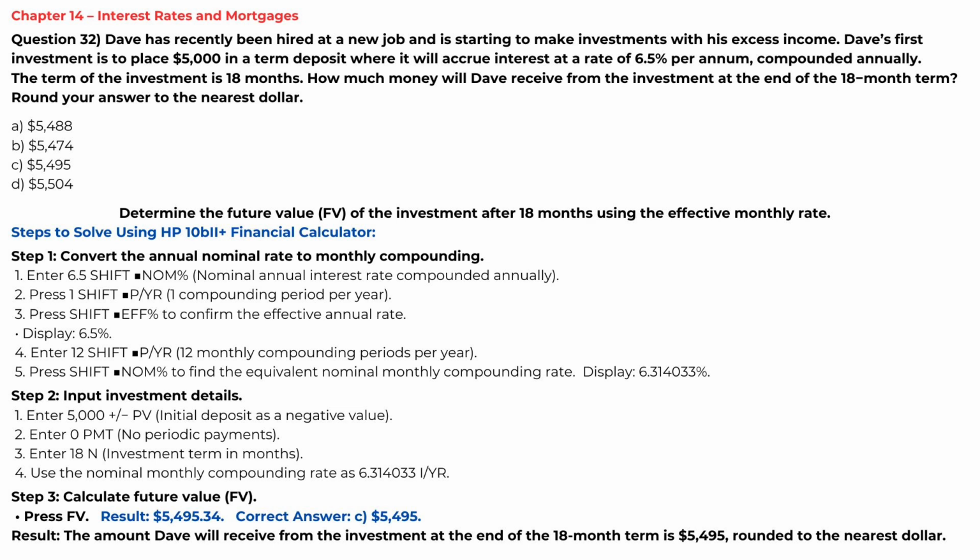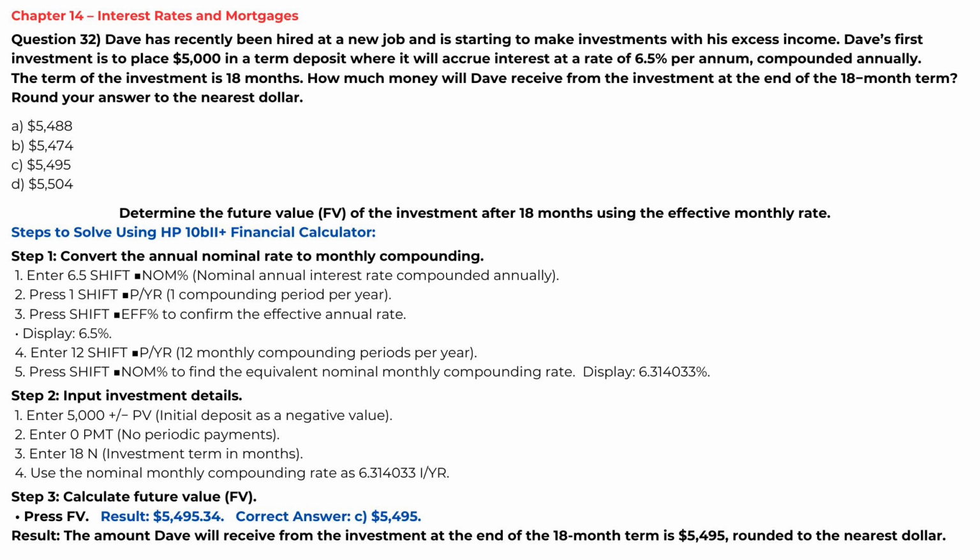Steps to solve using HP 10BII Plus financial calculator. Step 1. Convert the annual nominal rate to monthly compounding. Enter 6.5, Shift NOM, nominal annual interest rate compounded annually. Press 1, Shift PYR, 1 compounding period per year. Press Shift Effective to confirm the effective annual rate. Enter 12, Shift PYR, 12 monthly compounding periods per year. Press Shift NOM. Calculator displays 6.31433% as the equivalent nominal monthly compounding rate.